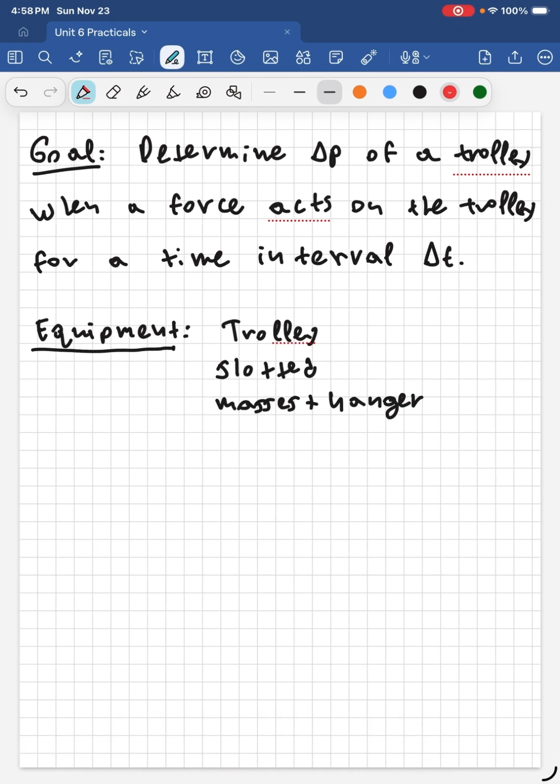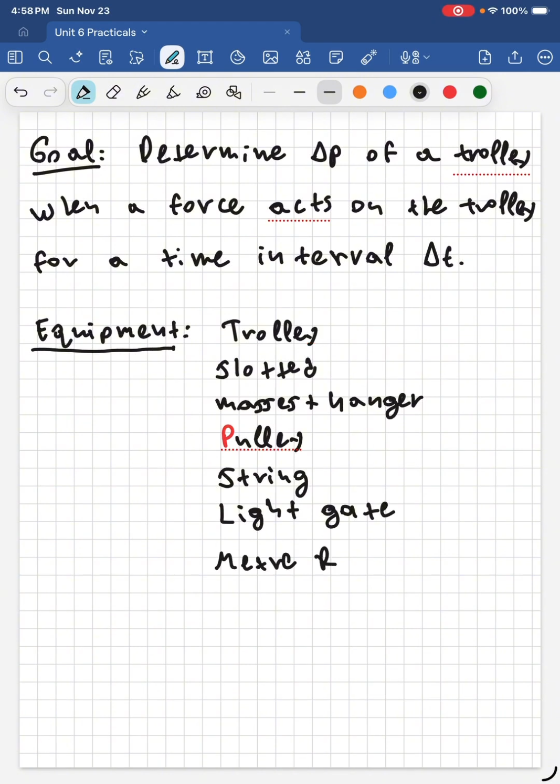Okay, we said that a pulley, string, a light gate, a meter ruler, okay, a stopwatch.